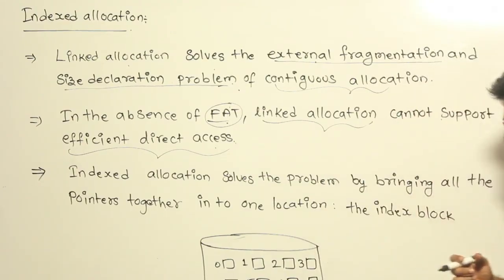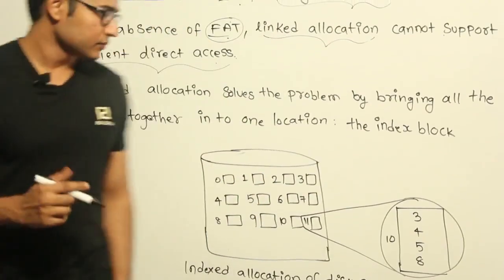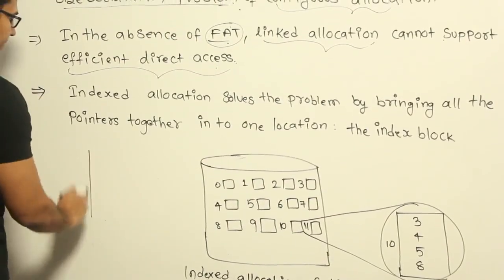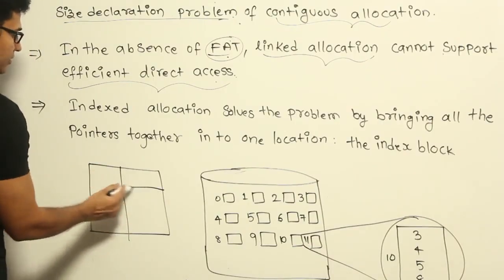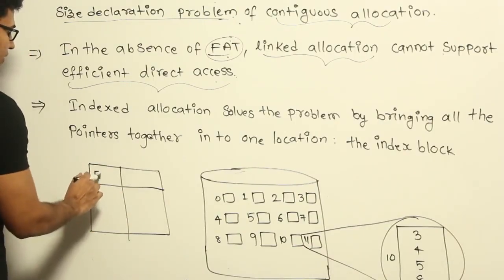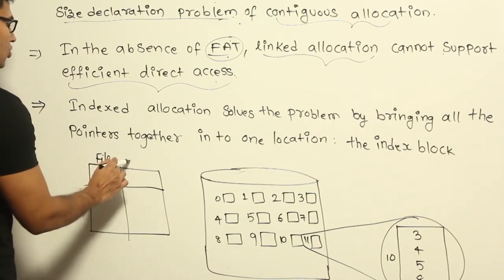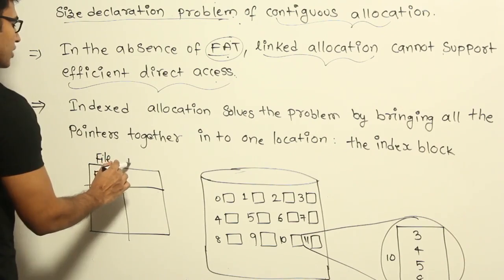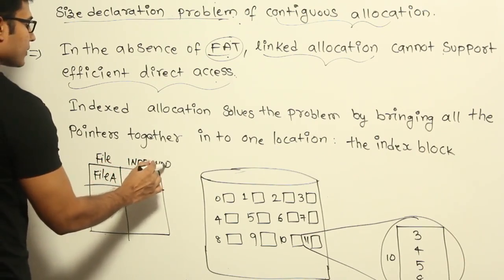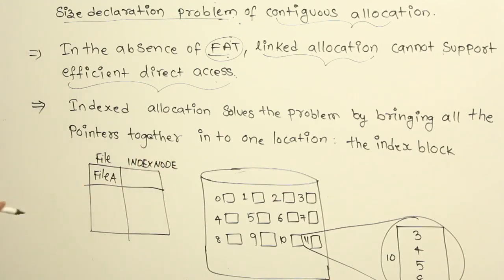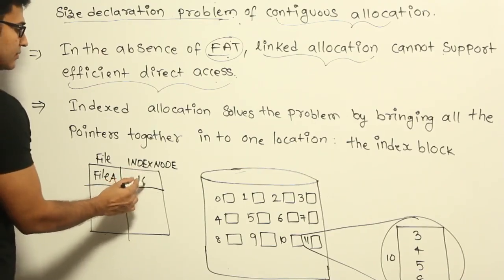For example, let us say there is a file. Let us assume that the directory will be created like this. In the directory, it will maintain the file name. Let us say there is a file A, and for every file name it will show the inode or the index node, right? Which means for file A, the index node is 10, right?